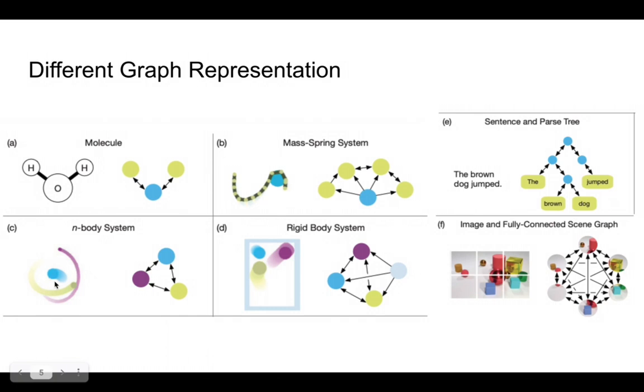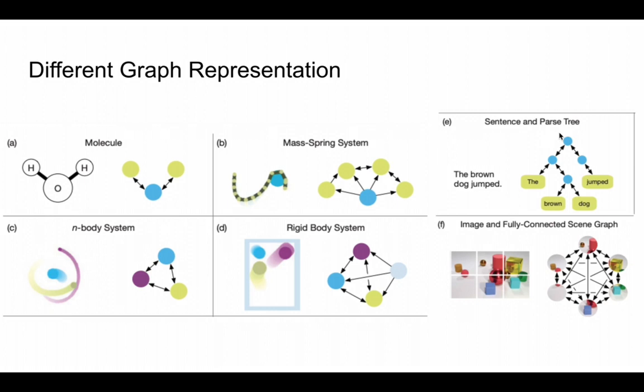In the n-body system, there are three different types of atoms: the blue, the green, and the purple. Each one of them can be represented as a node. We have three different types of nodes. The interaction between each two nodes can be represented as an edge. In the rigid body system, each of the constituents of the rigid body can be represented as a node. There's an interaction between the neighborhood nodes. This interaction can be represented as an edge.